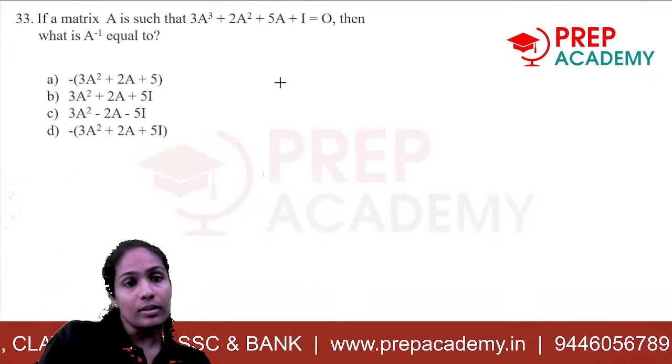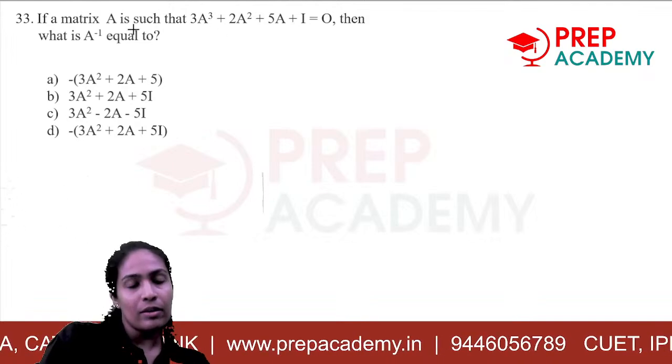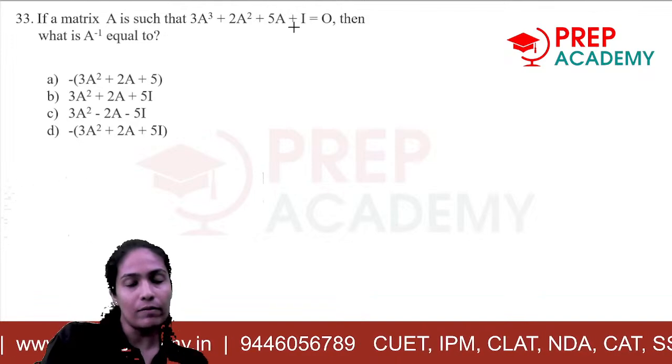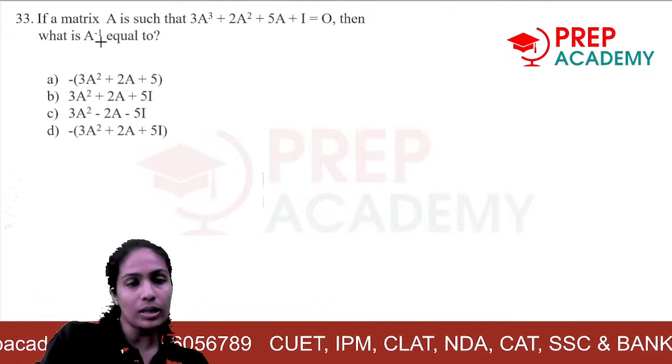So next, 33rd question. The matrix A is such that 3A cube plus 2A square plus 5A plus I equal to 0. Then what is A inverse equal to?